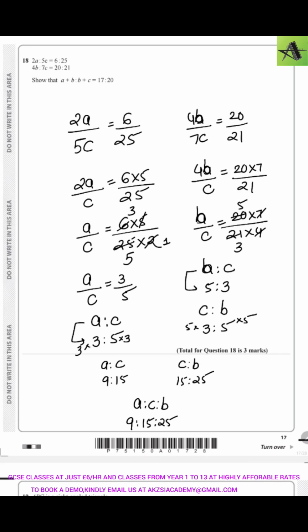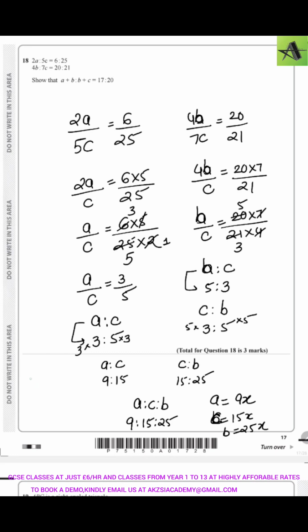We have calculated the ratio of each. A plus b is to b plus c should be 17 is to 20. Simple. If a is 9, c is 15, b is 25, they are in ratio. So whenever we convert ratio into numbers, I have to multiply with x. So a will be 9x, c is 15x, and b is 25x. Just substitute here and see whether we are getting 17 over 20 or not.